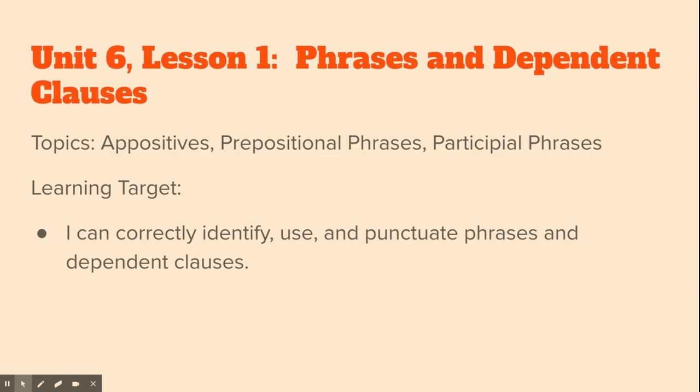This is Unit 6, Lesson 1, Phrases and Dependent Clauses. The topics we will cover here are appositives, prepositional phrases, and participial phrases. All of these topics can be found in No Red Ink. Our learning target is: I can correctly identify, use, and punctuate phrases and dependent clauses.